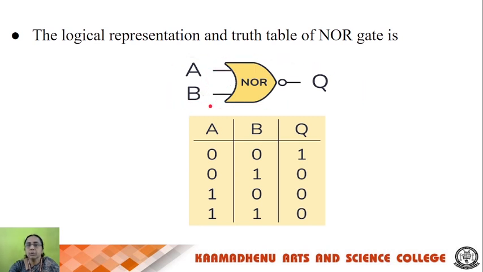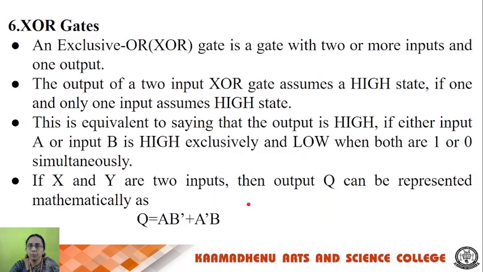We have the two input values and produce only one output value. This one is the truth table for the NOR gate. In this truth table, when both the input values are low, the output value is high, otherwise the output value is low.